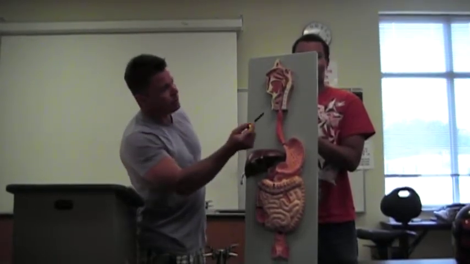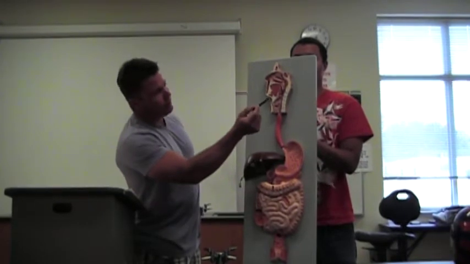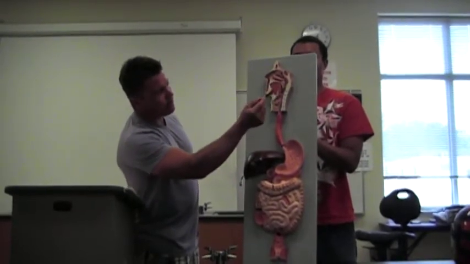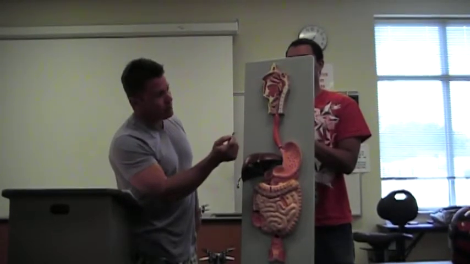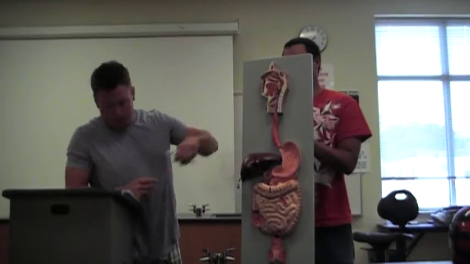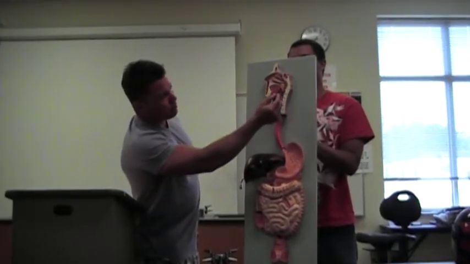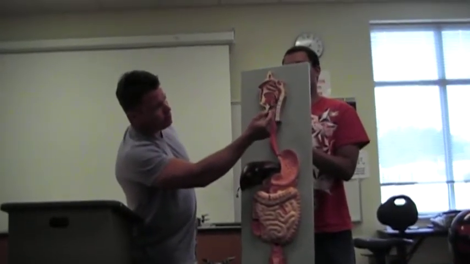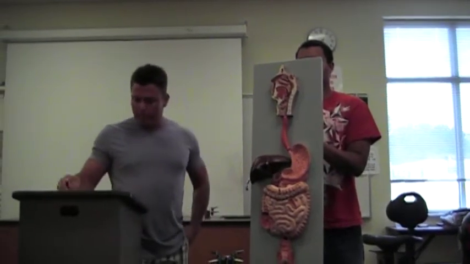There are 3 sets of salivary glands. You have the submandibular gland, the parotid gland, which secretes fluid rich in amylase, and the sublingual gland, which is just under the tongue. And then you have 3 sets of tonsils. You have the pharyngeal tonsils, or the adenoids, the lingual tonsils that are posterior to the tongue, and the palatine tonsils, which are on both sides of the mouth.